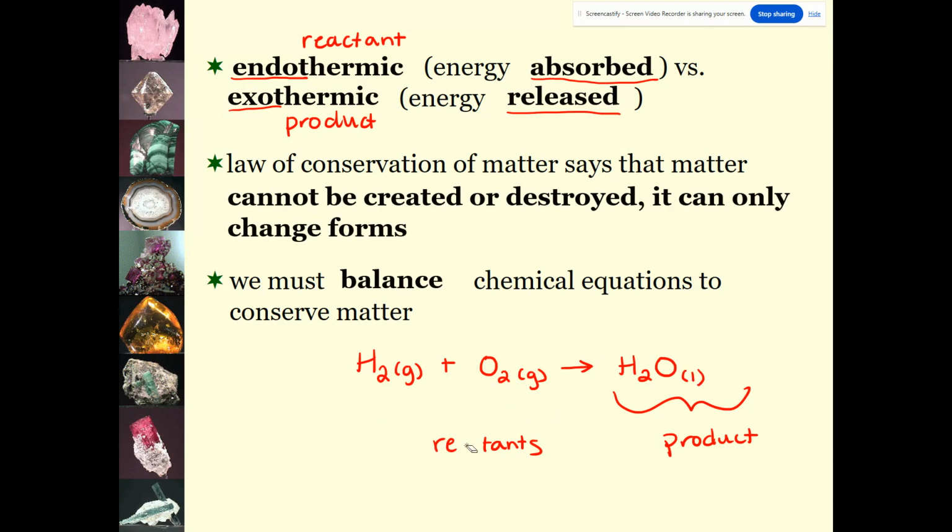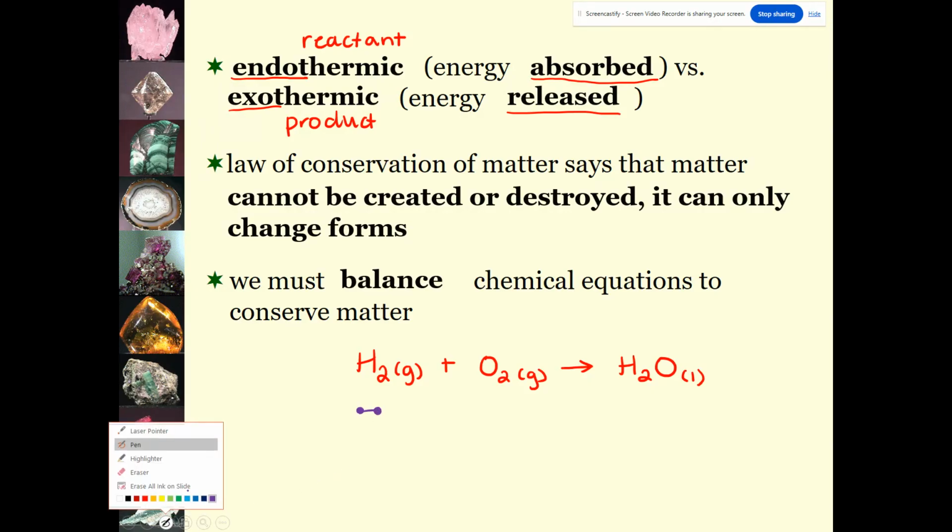Okay? Now, for a moment, I'm just going to draw what's happening in this reaction. I have two atoms of hydrogen bonded to each other, so I'm going to draw them as little purple dots. And it's reacting with two oxygen atoms, which I'm going to draw as two green dots. Okay? And I'm making water. Water has one oxygen atom and two hydrogen atoms.